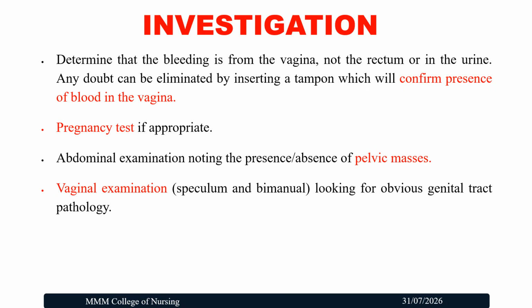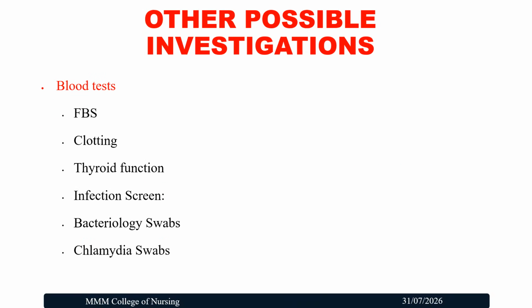Investigations are to determine that the bleeding is from the vagina, not the rectum or in the urine. Any doubt can be eliminated by inserting a tampon, which will confirm the presence of blood in the vagina. Then we can do a pregnancy test if appropriate. Then abdominal examination, noting the presence or absence of any pelvic masses. Vaginal examination, that is speculum or bimanual examination, looking for obvious genital tract pathology. Other possible investigations are blood tests, fasting blood sugar, clotting, thyroid function test, infection screening, bacteriology swab, then chlamydial swab.